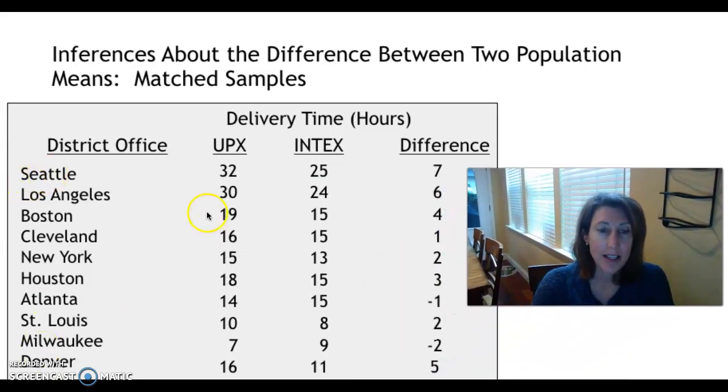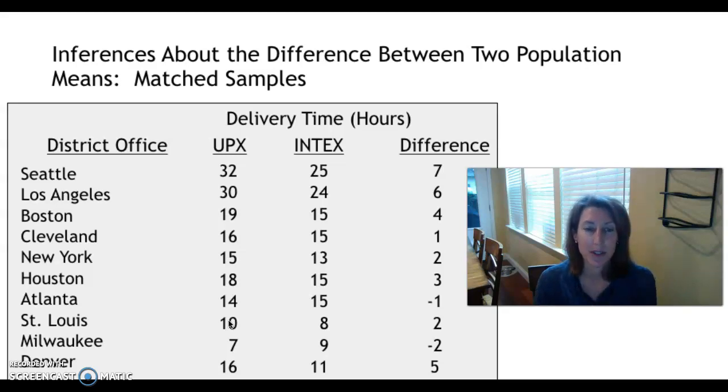So what we're saying is the samples are matched in that they're going to the same district offices, so we can compare them. So the samples can be compared. I think I said the population's the same. It's different providers, but we can compare the samples. So like let's say the delivery time in Seattle for UPX is 32, the delivery time in Seattle for Intex is 25. We can calculate the difference, 7 minutes, etc.